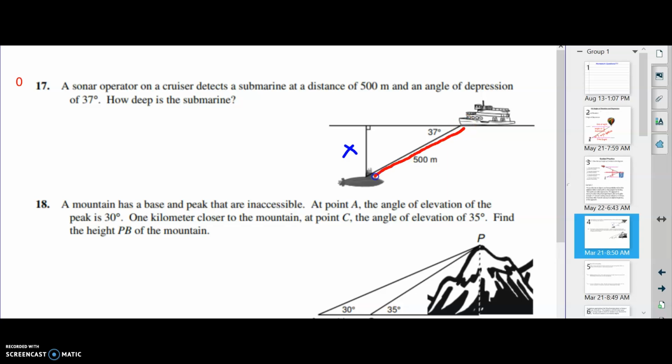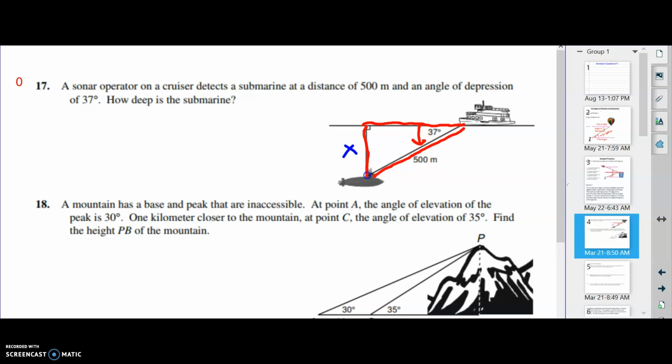So this slanted distance is the distance from the cruiser to the submarine, so that's 500. And then it says it's at an angle of depression of 37. So again, see how from the cruiser they went straight out and then down. So that angle 37 to the submarine, and that's an angle of depression. So we're trying to find how deep the submarine is.